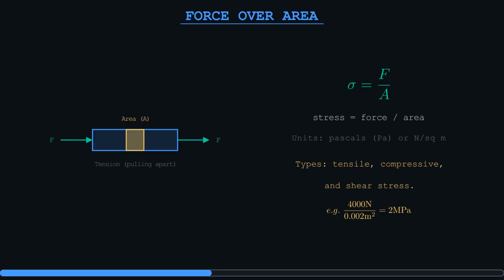Stress is the internal force per unit area within a material, calculated as force divided by cross-sectional area. It is measured in pascals or newtons per square meter. Stress can be tensile, pulling the material apart, compressive, pushing it together, or shear, sliding layers past each other. For example, a 4,000 Newton force over an area of 0.002 square meters gives a stress of 2 megapascals.